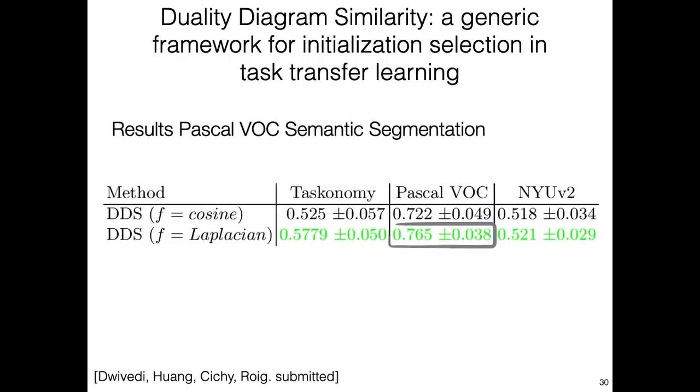So we also do this transfer learning performance with Pascal VOC semantic segmentation, and what we compare is how important is the set of images that we use to compute these dissimilarity matrices. And what we find is that it's very important that we use the images from the same data set that we want to transfer from. And again, the DDS with the Laplacian is the one that works best, and Z scoring, that's what we take.